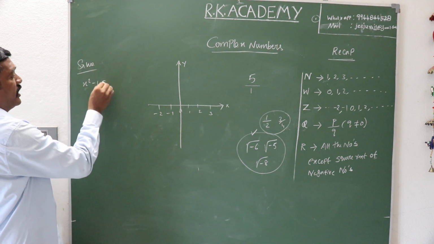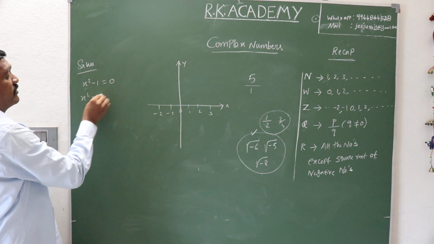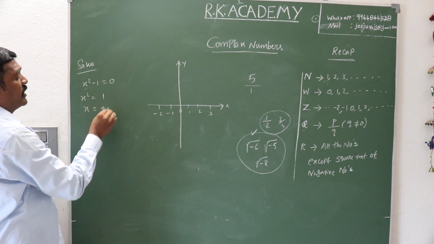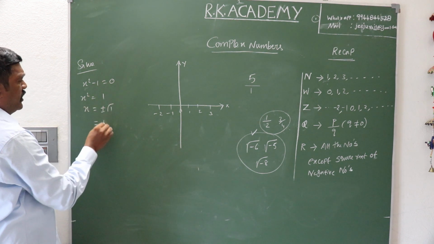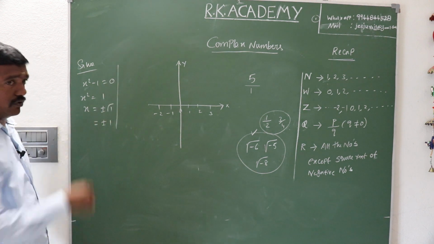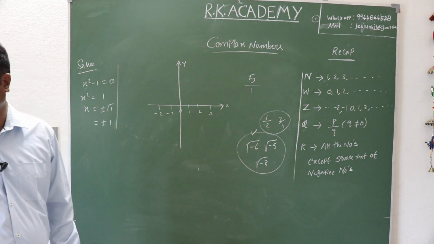x square minus 1 equal to 0. So x square is equal to 1. x is equal to plus or minus root of 1, which we know is plus or minus 1. So now we know the solution: the two solutions, plus 1 and minus 1.